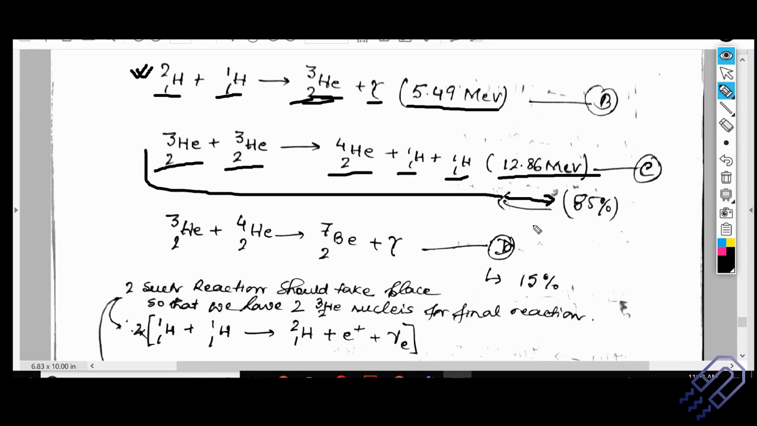And this is not the percentage that we usually can estimate easily, because even if you consider 1% of a reaction happening, that means there is an enormous amount of energy generated, because there are a large number of protons, a large number of helium 3, helium 4, and so on. So even 1% is quite large.